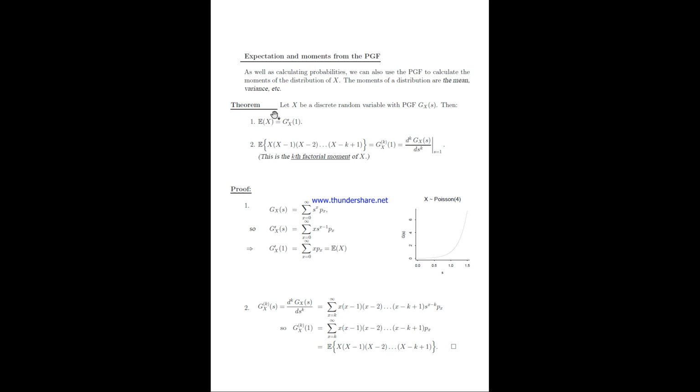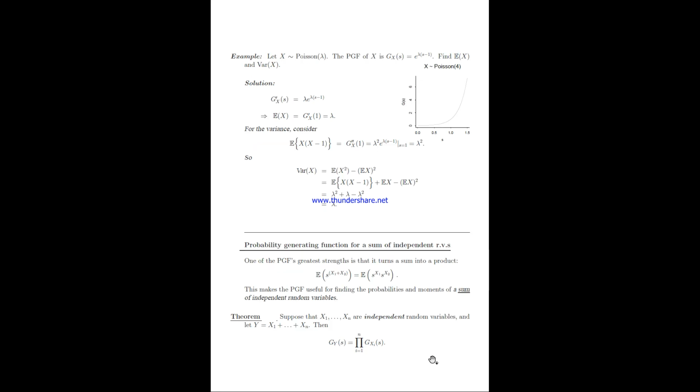So when you take the probability generating function and then take the kth derivative of that, and substitute 1, it will give you the expected value of the function that is the product x into x minus 1, x minus 2, up to x minus k plus 1.